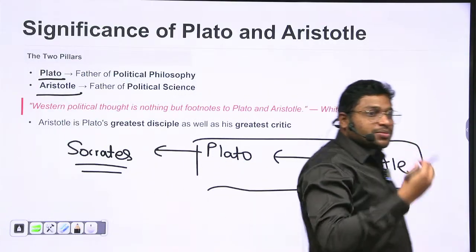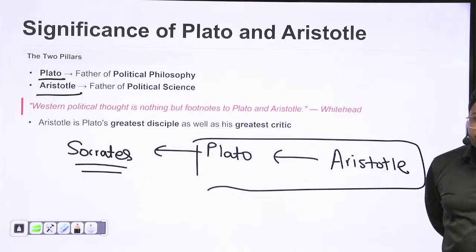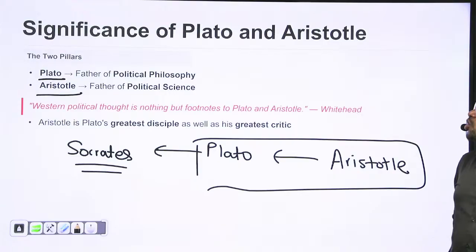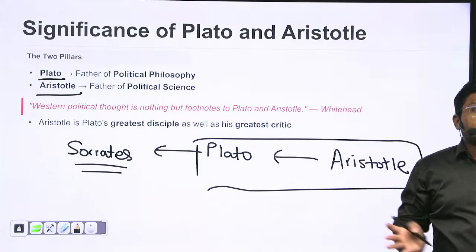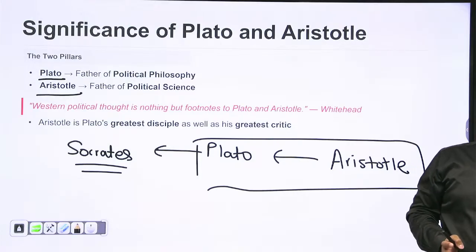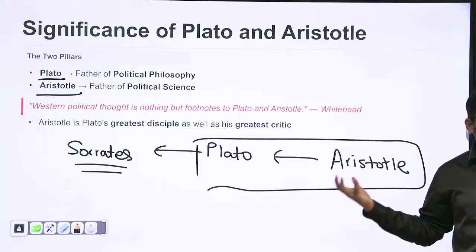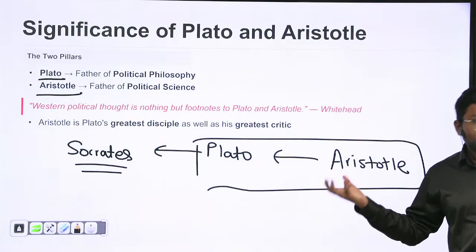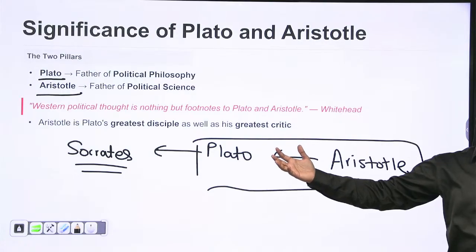How important are these two people? Some people mention statements like this one from Whitehead. He says, Western political thought is nothing but footnotes to Plato and Aristotle. That means the entire Western political thought, everything you study in the West, actually comes from Plato and Aristotle only. They are the main boss. From here only you understand the political science of the West completely.